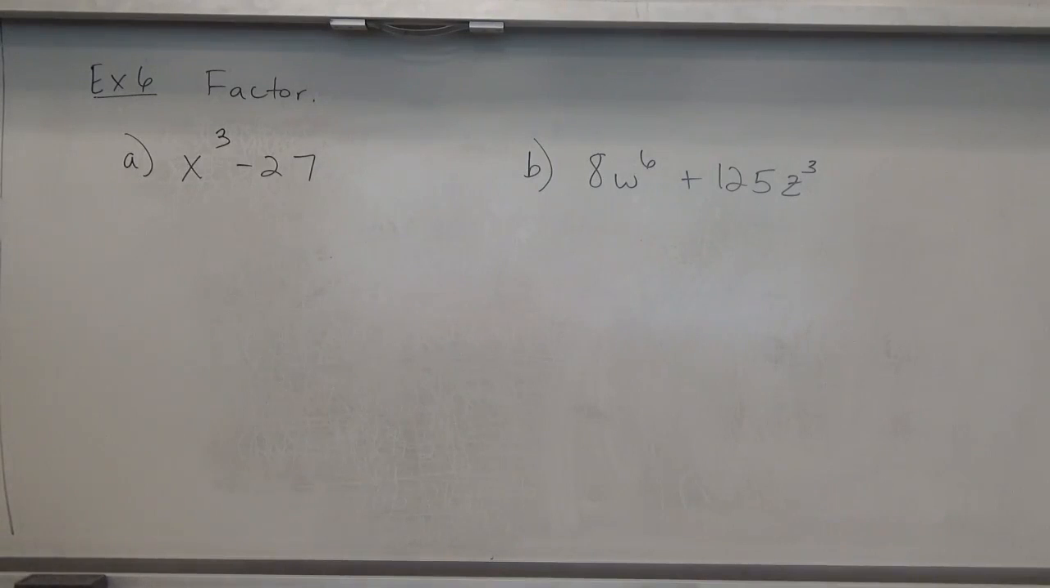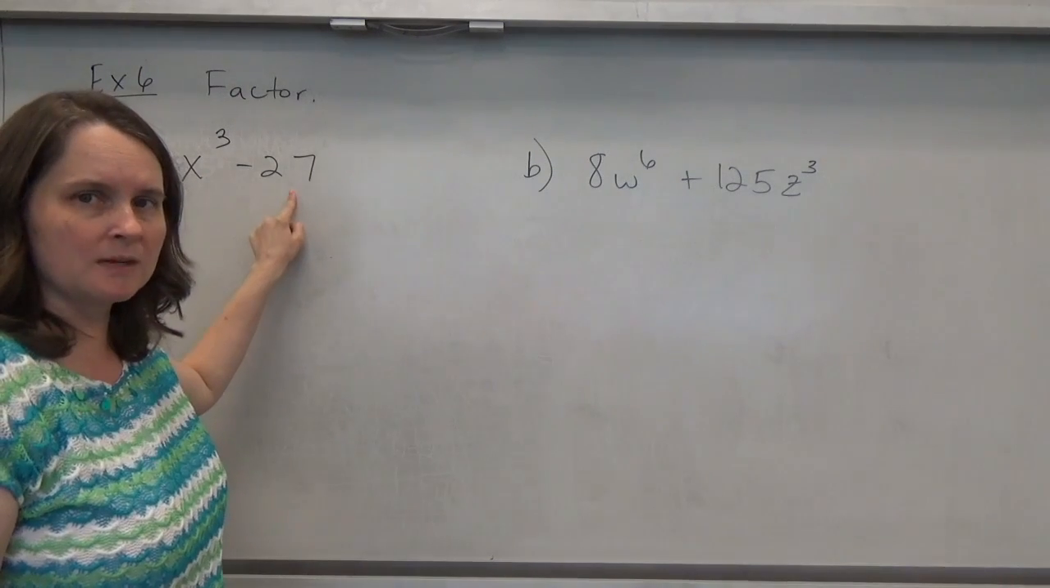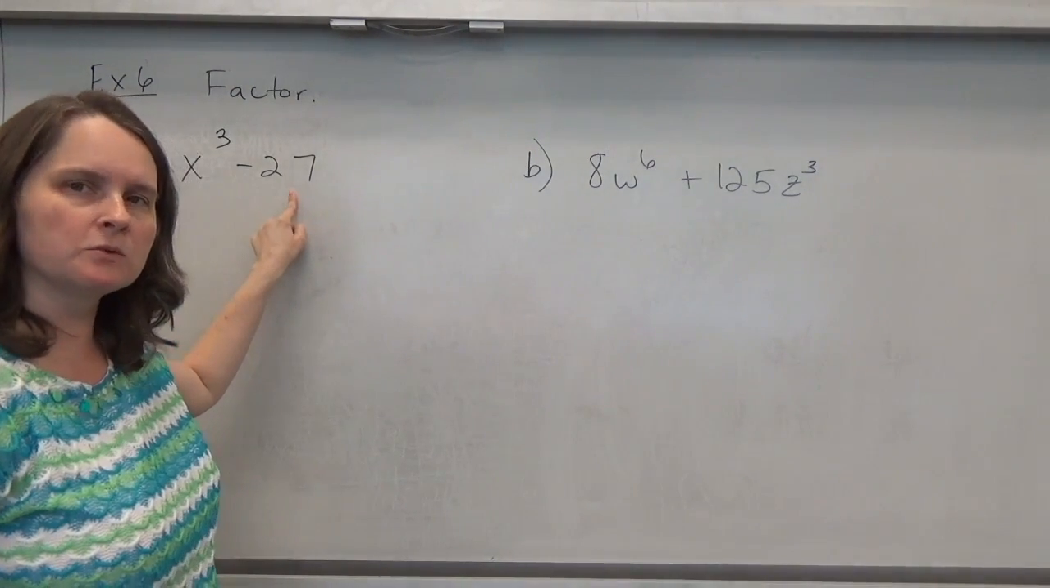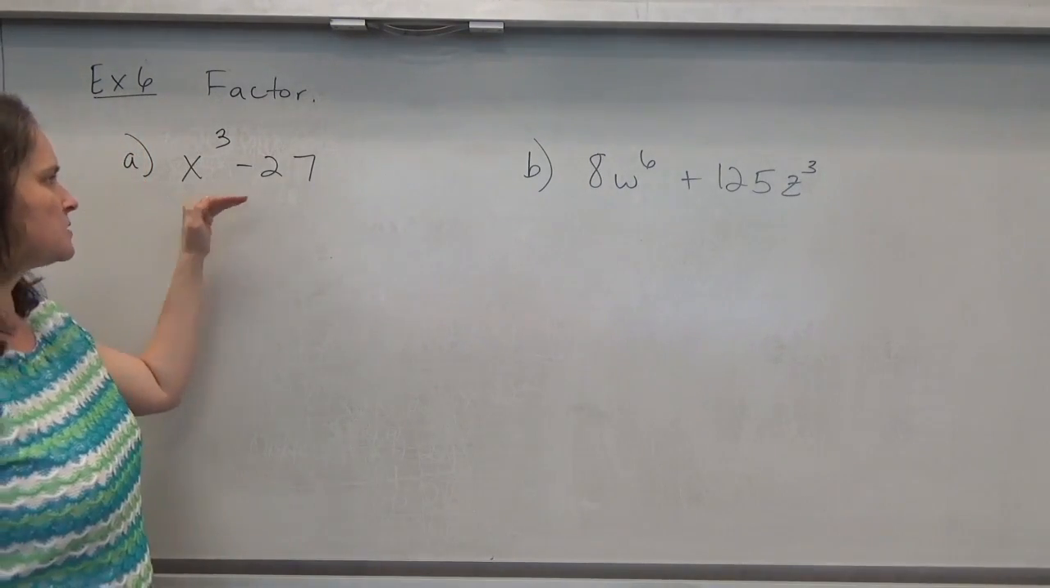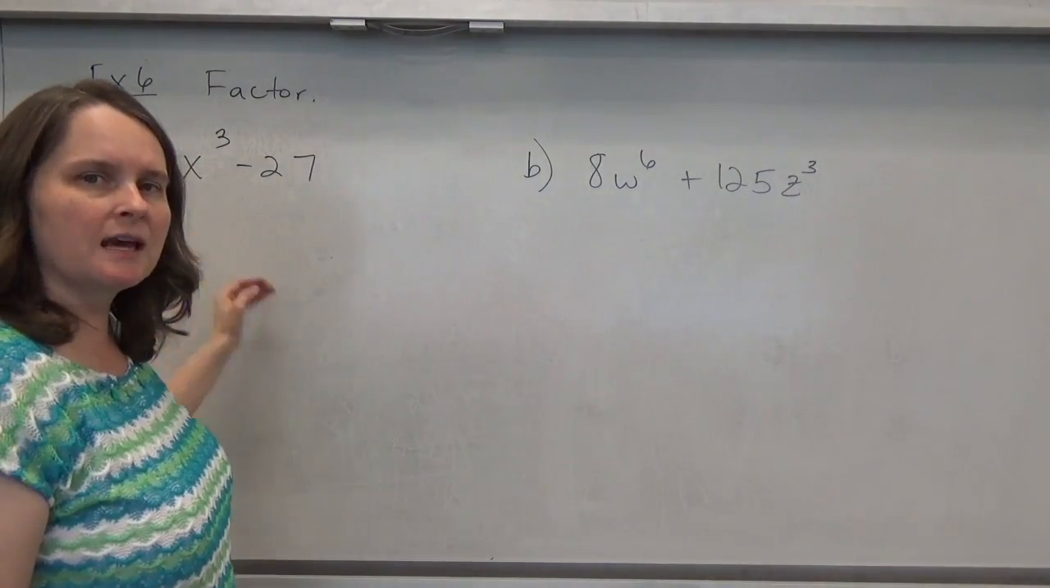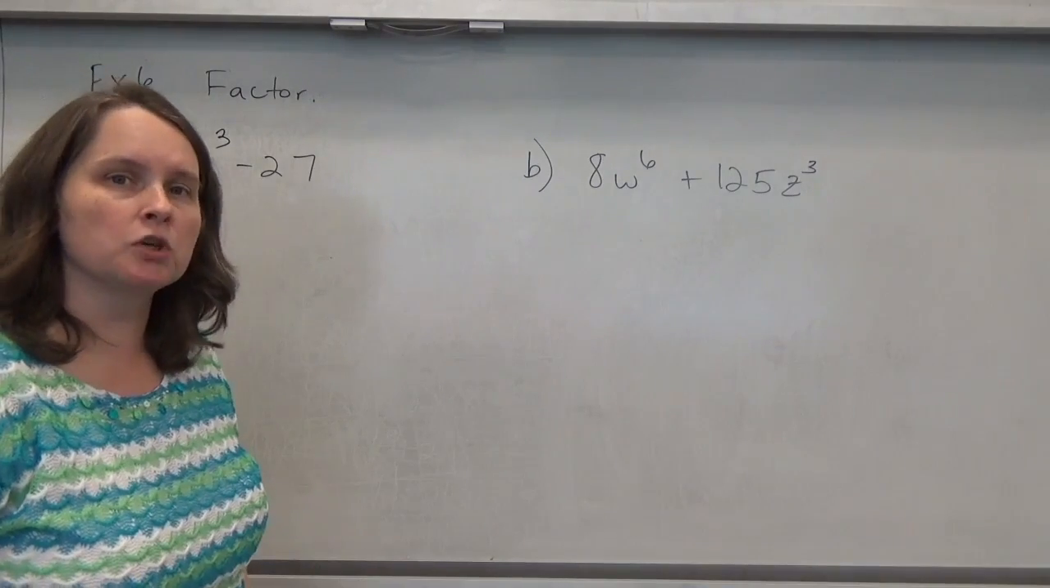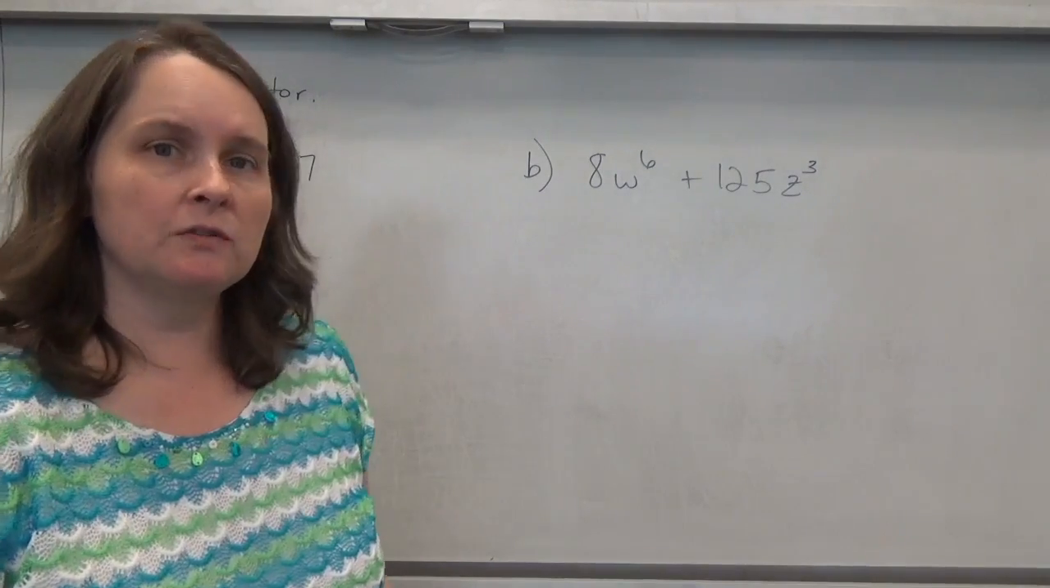Okay, so in example 6, it just says factor the polynomial. They don't really tell us what method to use here. In part A, notice that you've got an x cubed and 27. Hopefully you recognize from that list that I gave you earlier that 27 is a perfect cube. 27 is 3 times 3 times 3. So if you recognize these as perfect cubes, then that is your indication that you need to use the difference of cubes formula. Why the difference of cubes?